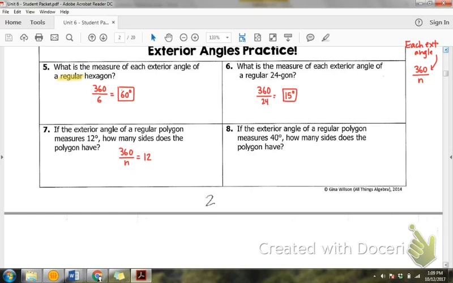We don't know what n is, but they're telling us that it equals 12. What are we going to do to get n by itself, or solve for n? Multiply by n on each side. Okay, so then we have 360 equals 12n. How do we solve this? Divide by 12. What are you getting for n? 30. So that means there are 30 sides.